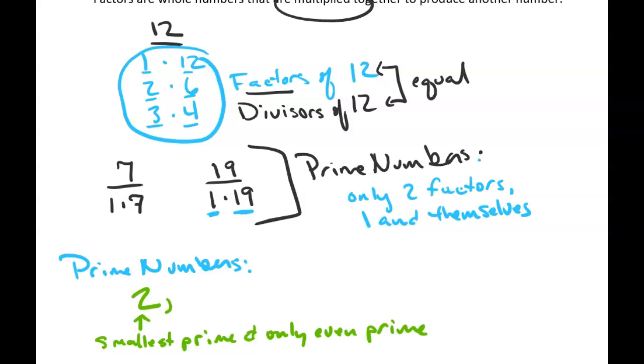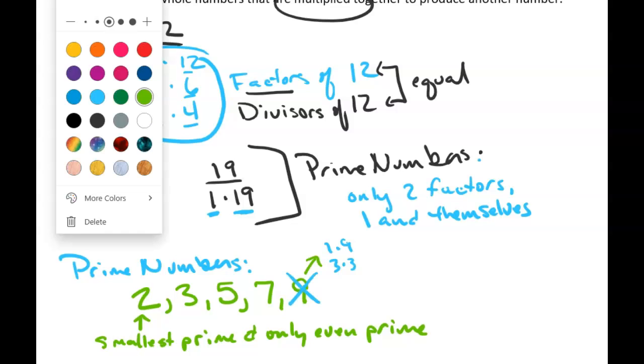So the next largest prime is 3, and then I only have to check odds from then on. 5 is prime, 7 is prime, 9 is not prime, and that's because I could write 9 as 1 times 9 or 3 times 3. It has more factors than just 1 and 9. So I'll cross that one off my list.